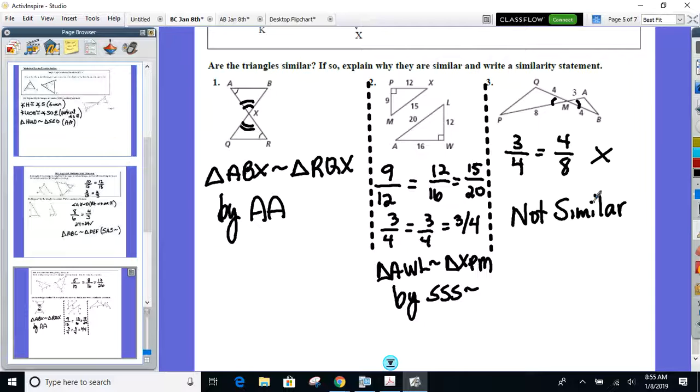Questions from you guys at all? Last step for today is, okay, they're similar. What can I do with their sides now? If I'm trying to find a missing side, what can I do, if they are similar?